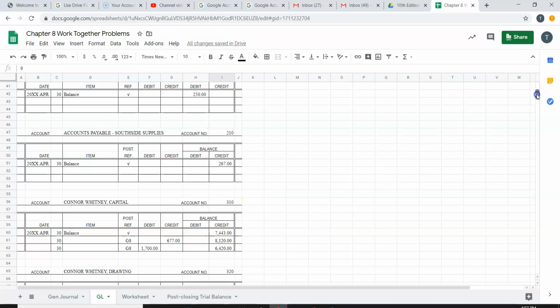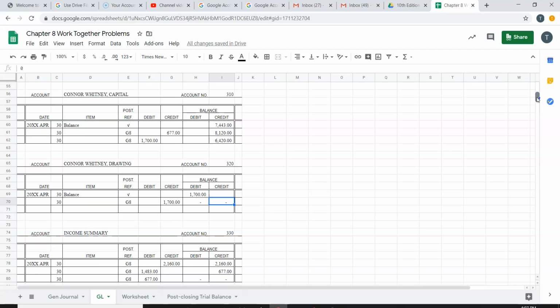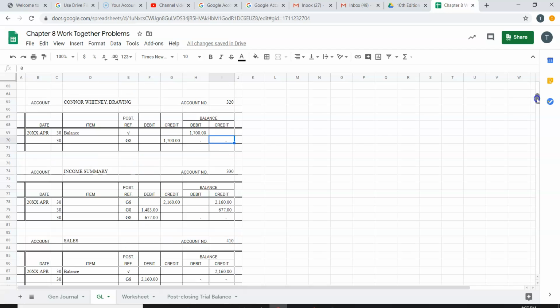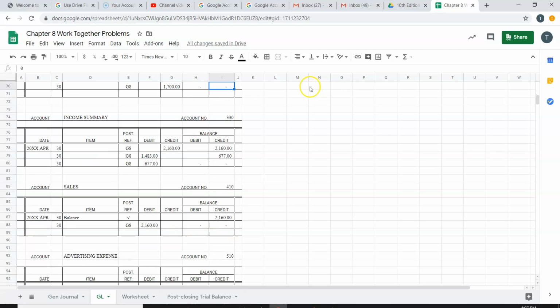If you scroll down even farther, when you look at drawing, it should have no balance. That's a temporary account. Income summary, same deal. And we show that this has a 0 balance in here.